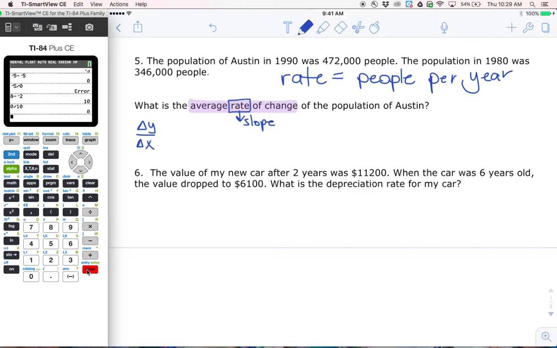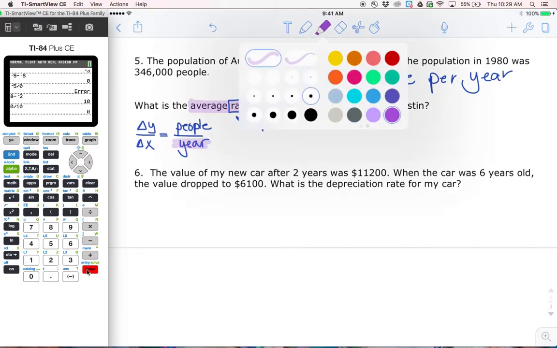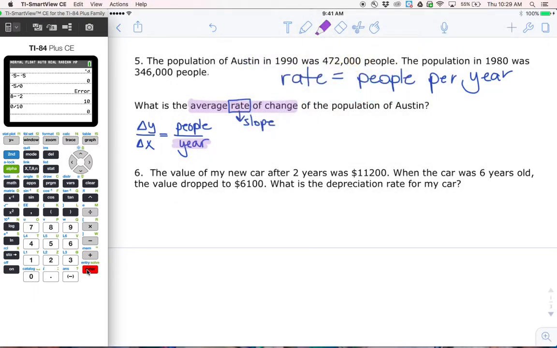People per year. So since people is the first thing we read, that goes on the top, people per year, right? X is our independent variable on the bottom for time, and Y is our dependent variable on the top. We're using people. So what's the change in people? The change in Y, the change in people? Well, if they're telling us 472,000 is the first number for people, then they tell us 346,000 people. Do you see how I'm subtracting? Because I want to find the difference in the number of people, right?